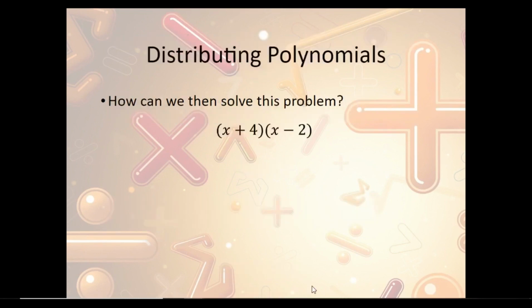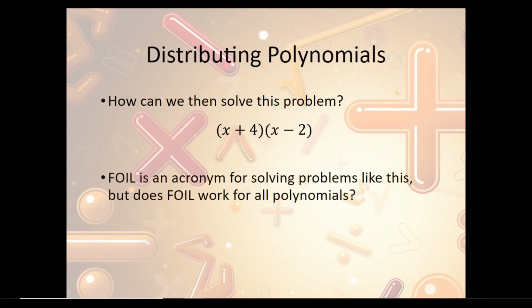So then how do we solve something like this? x plus 4 times x minus 2. Well, maybe you heard of this term before. FOIL, which means first, outside, inside, last. You multiply the firsts and then the outsides, then the insides, then the last ones. Well, that might be what you've heard in the past, or maybe you haven't, but does it work for all polynomials?